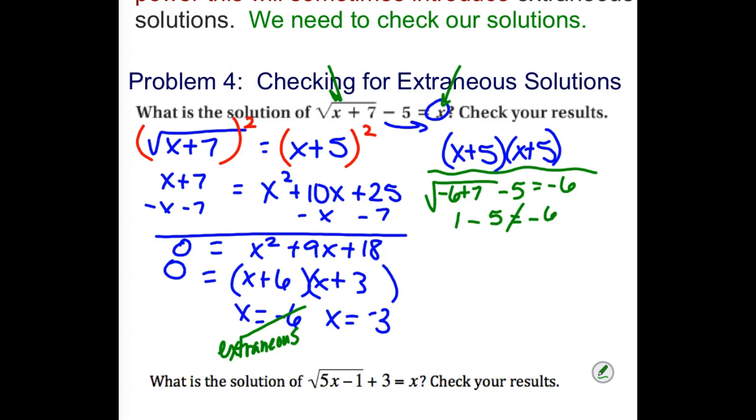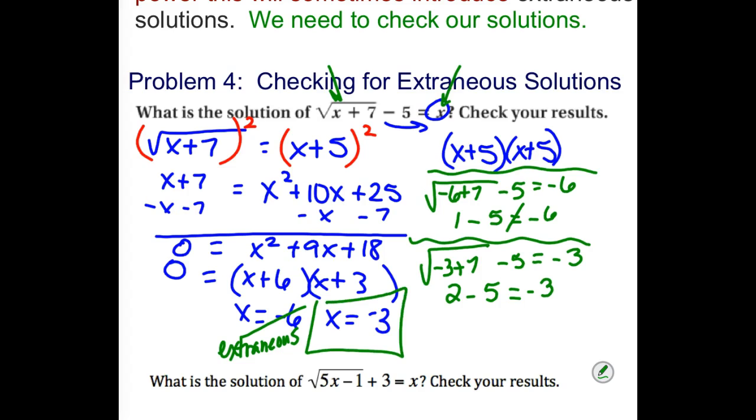Checking the -3. We have the square root of -3 plus 7 minus a 5, and we're supposed to end up with a -3. We get 4 here inside the square root. Square rooting is 2. Does 2 minus 5 give us -3? Okay, so that one works. That would be my only solution.